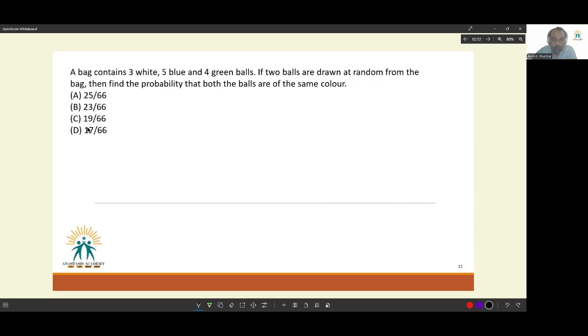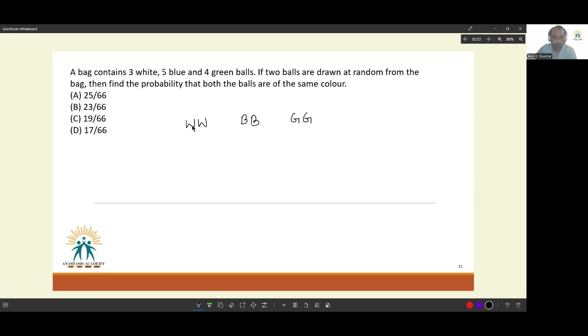Okay. Next question. A bag contains 3 white, 5 blue, and 4 green balls. If 2 balls are drawn at random from the bag, find the probability that both the balls are of the same color. Okay. The balls have to be either white, or blue, or green.